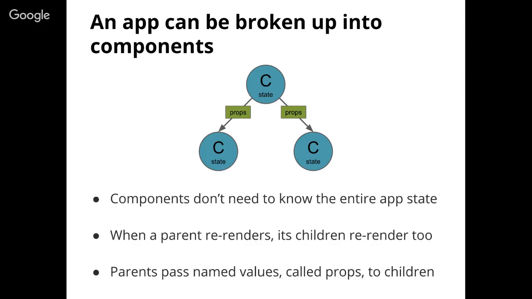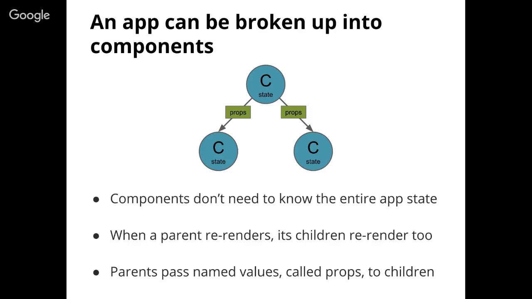So yes, an app can be broken up into components. They don't need to know the entire app state. We've got this little diagram here where each C is a component and it's got its own little state. Just the way React works though is that when a parent re-renders, its children re-render too. So in this way, it's a good idea to move stuff down to the child state if only the child component needs it. In addition, for child components to know what's happening in their parent, we have props. We're passing down props, which we've seen already in our little code snippets. It's just attributes on an element that are being passed down, different sorts of values.